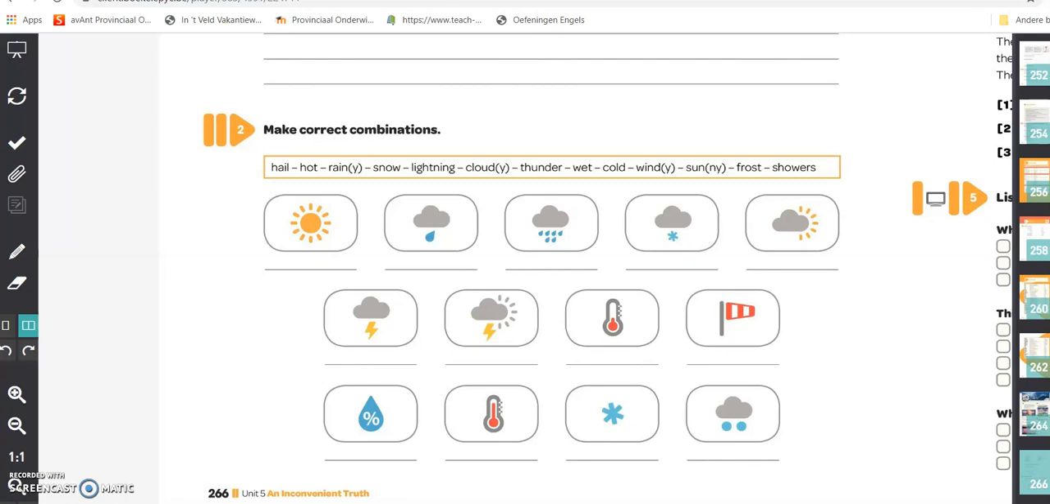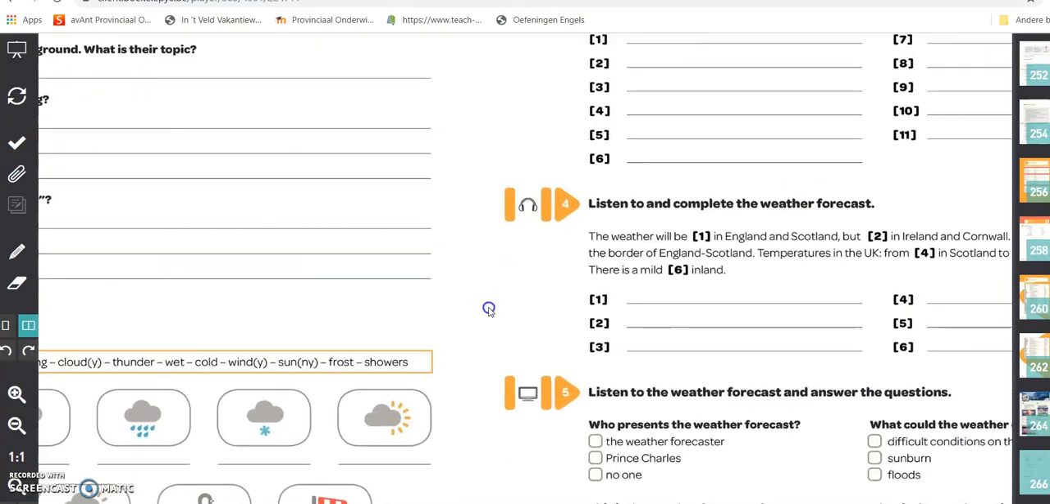We are on page 266, exercise 2, make correct combinations. So I hope you all listened to the vocab videos, or you can also look it up at the back of your unit. So choose between these words and put them under the right symbol. Okay, then we are going to the next page.